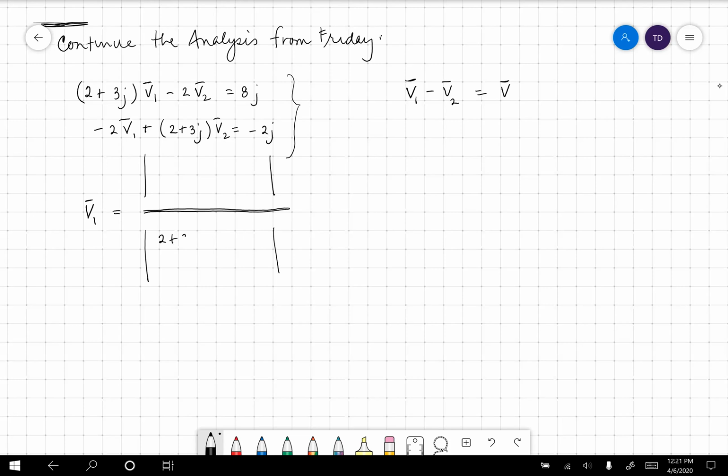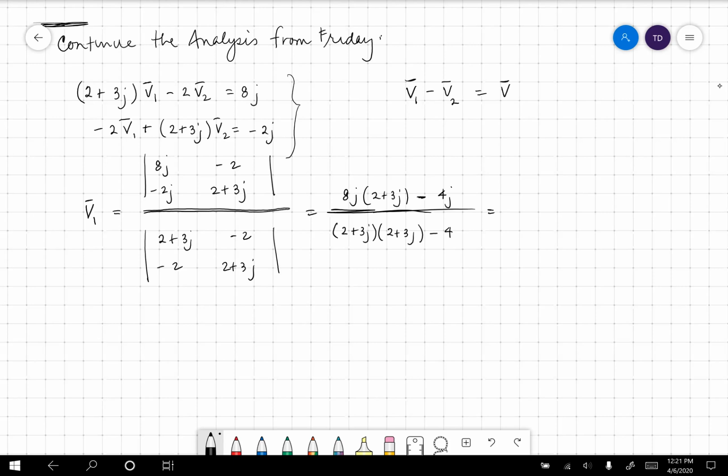So the denominator: 2 plus 3j, minus 2, minus 2, 2 plus 3j. In the numerator, we have 8j, minus 2j, minus 2, and then 2 plus 3j. Okay, so this is, spell it out, 8j times (2 plus 3j), minus (the minus cancels) 4j, all divided by (2 plus 3j) squared, but I'm going to write it this way so we can FOIL it, minus 4. So let's see, 8j times 2 is 16j, 8j times 3j is minus 24, minus 4j.